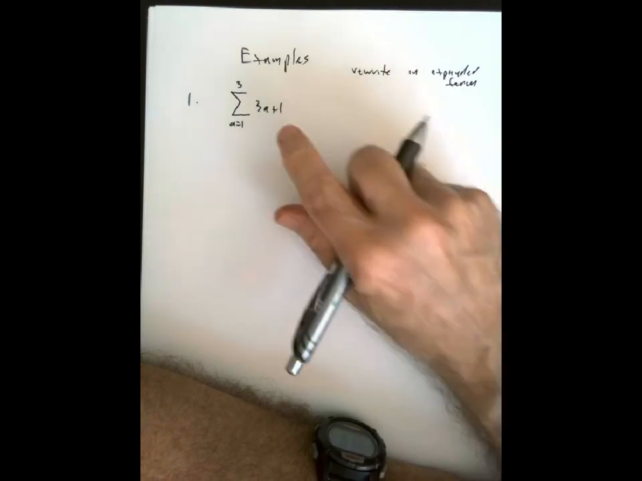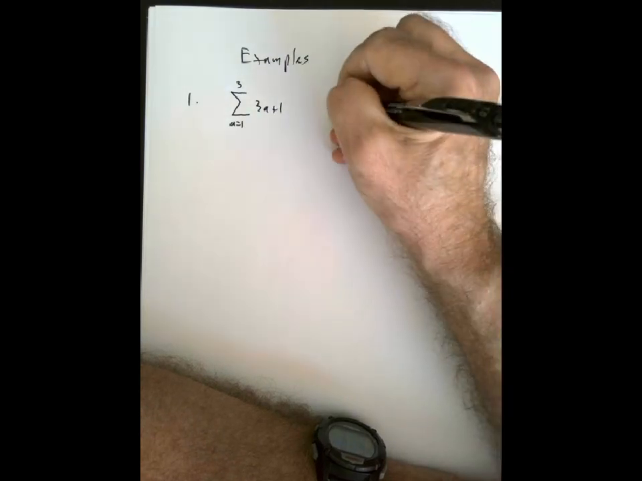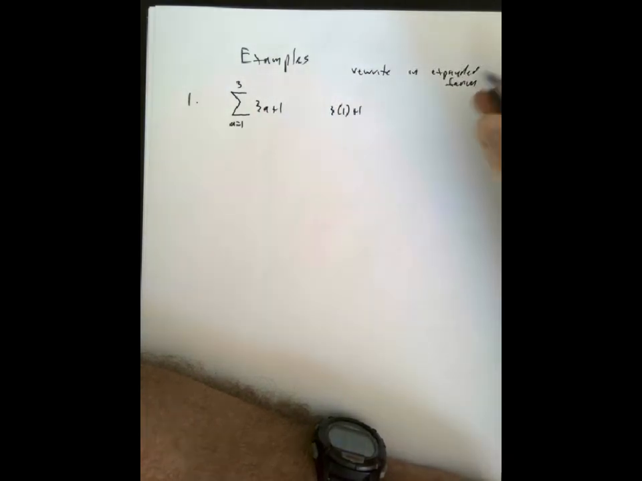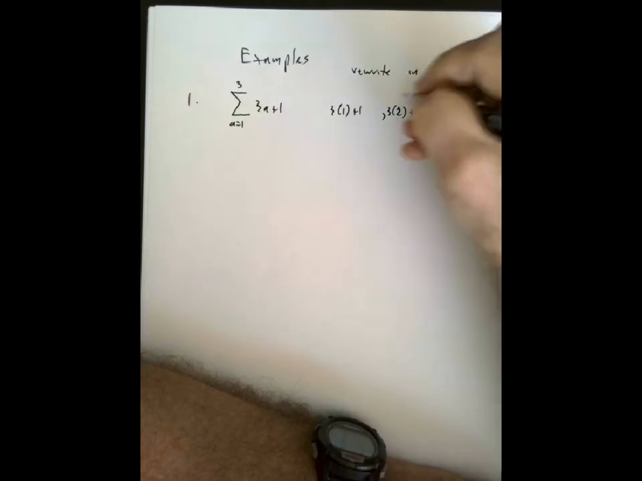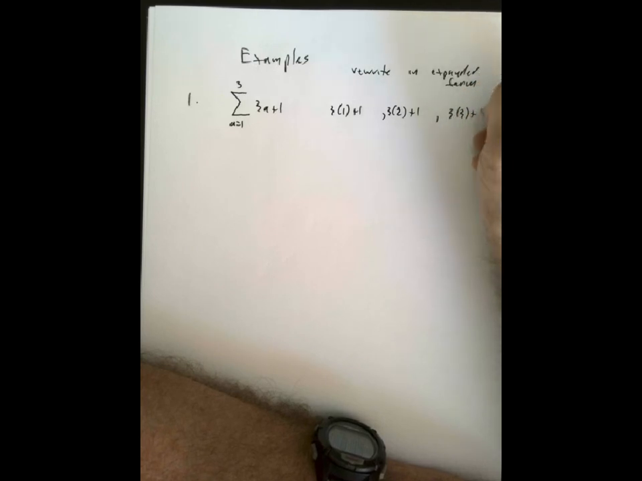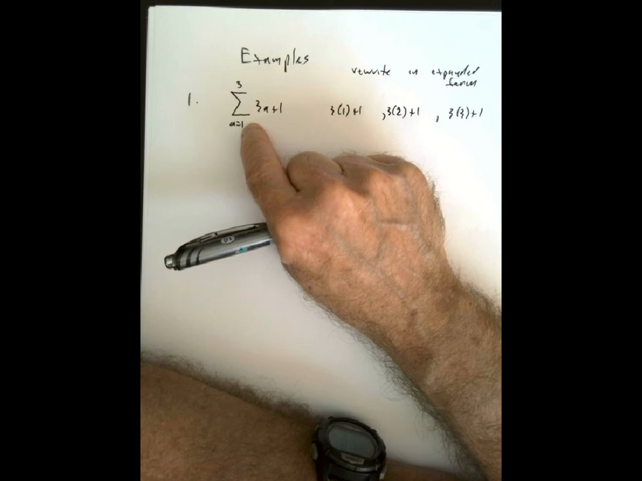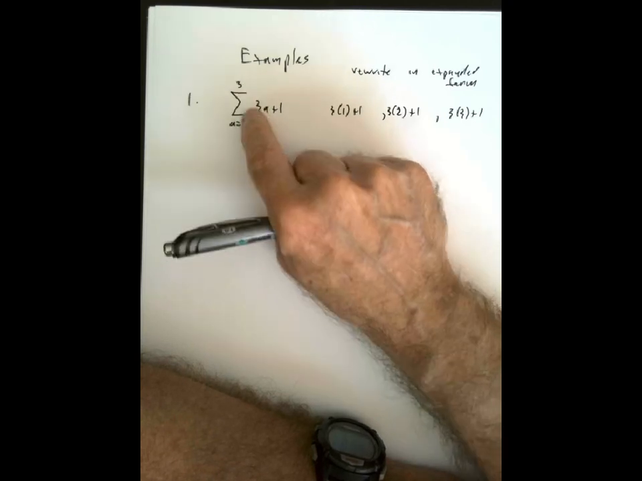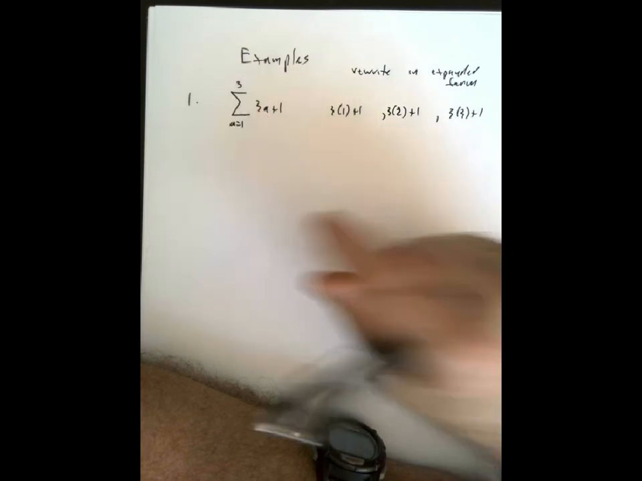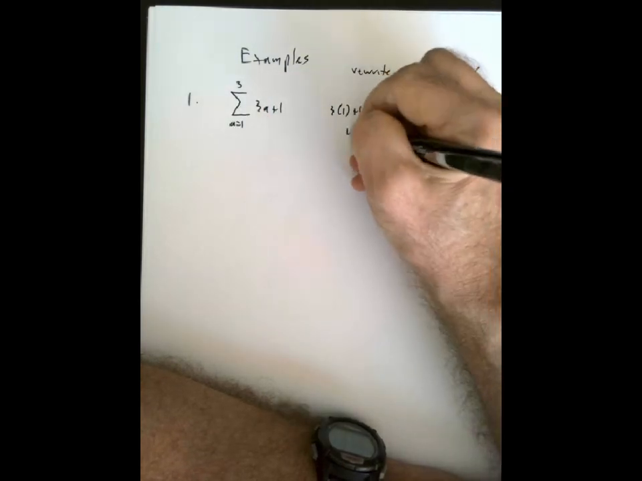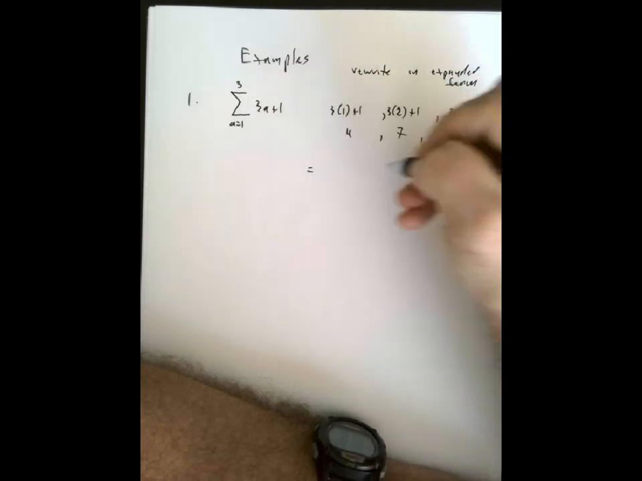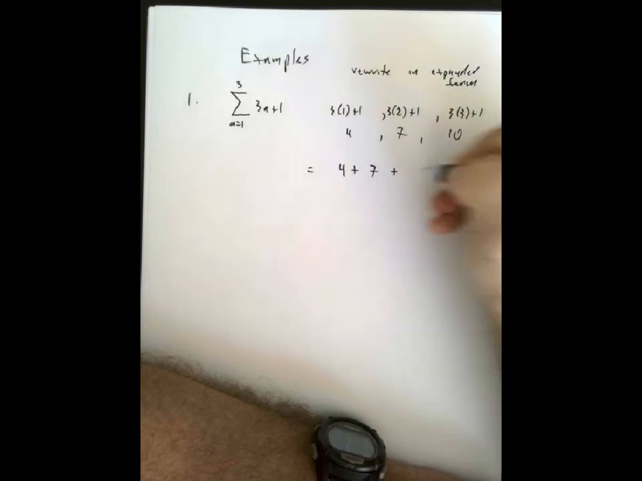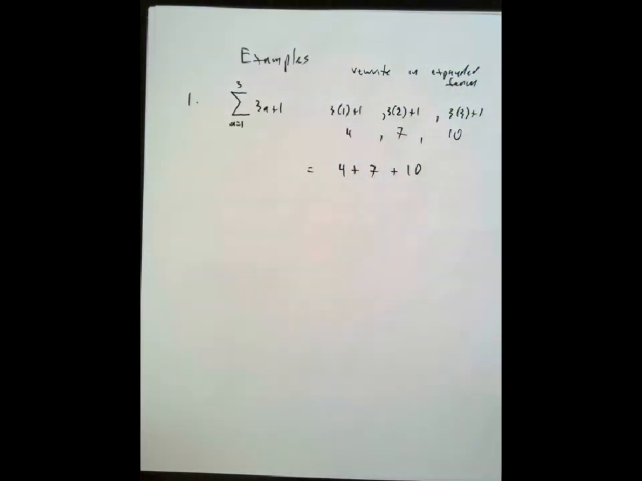So first, thinking about them in terms of a sequence, the first term would be 3 times 1 plus 1. The second term would be 3 times 2 plus 1. The third term would be 3 times 3 plus 1. This says expand out and write it out as a sum of the first three terms. The first one, the second one, and the third one. This is 4, that's 7, this is 10, and so in expanded form, that's what we write. That's the series written out in expanded form.